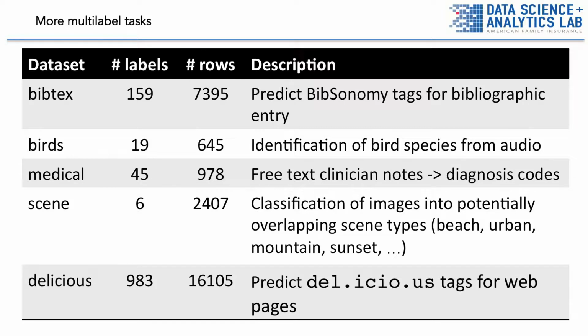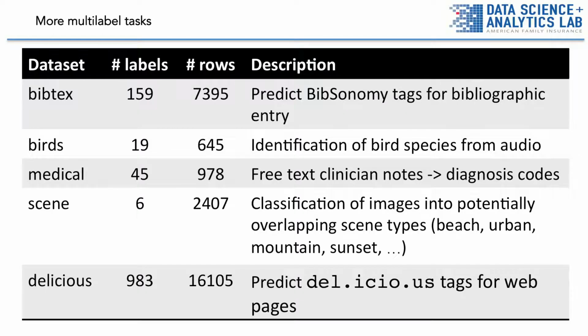And then finally, the scene data set is a data set of images that are classified by scene type. So there could be a beach scene, there could be a city scene, and of course there could also be, well, maybe not city and beach so much. I'm from Chicago, so that's okay. Maybe city and sunset are a reasonable combination.